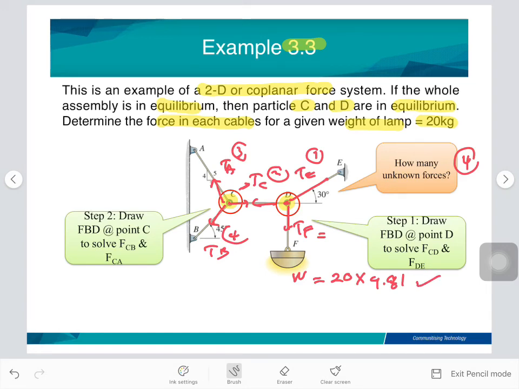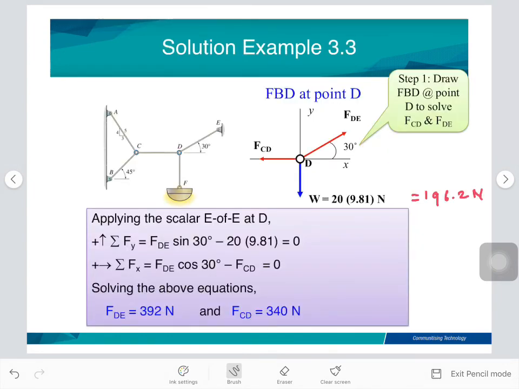So now we need to draw 2 free body diagrams. First, we draw at point D to determine the TC and TE here. And then second, after we solve at point D, we can solve at point C. At point C, we want to get what is the TB and TE here. Okay, you got it? Now we solve the tension at point D, equilibrium at this point D.